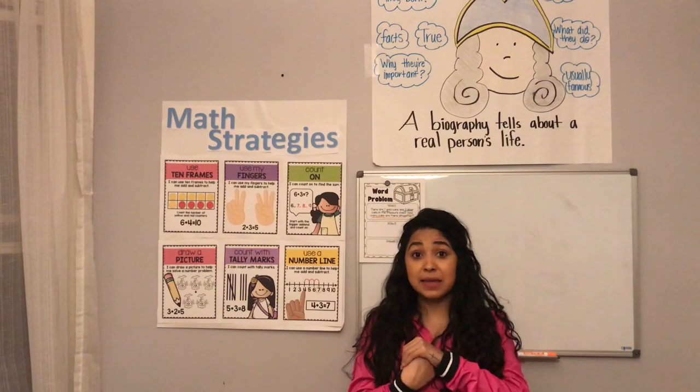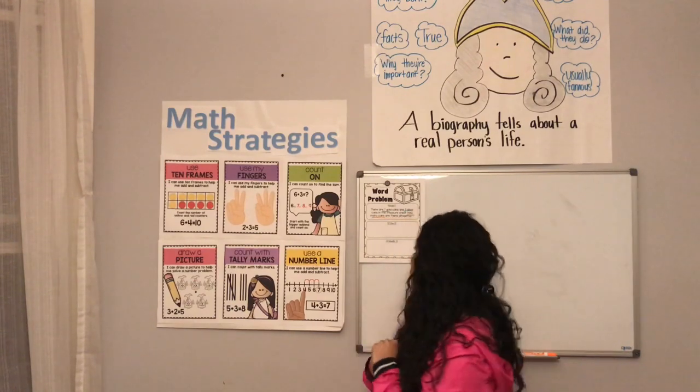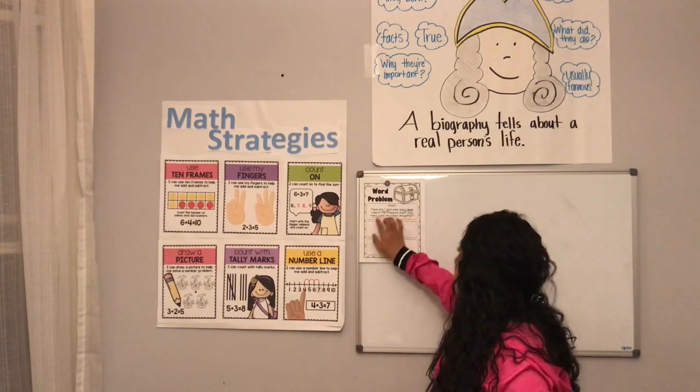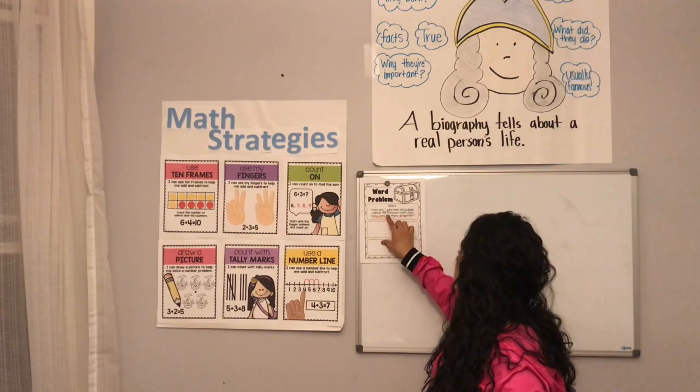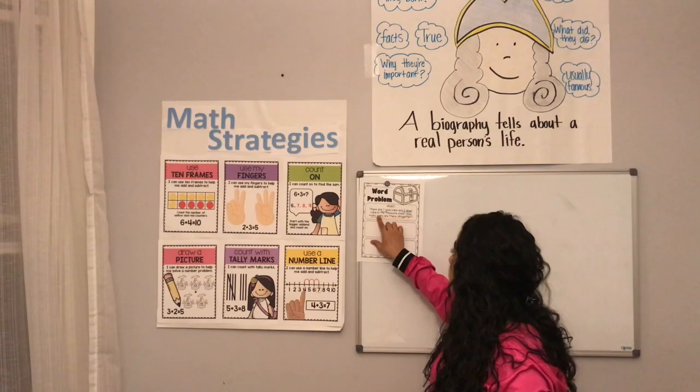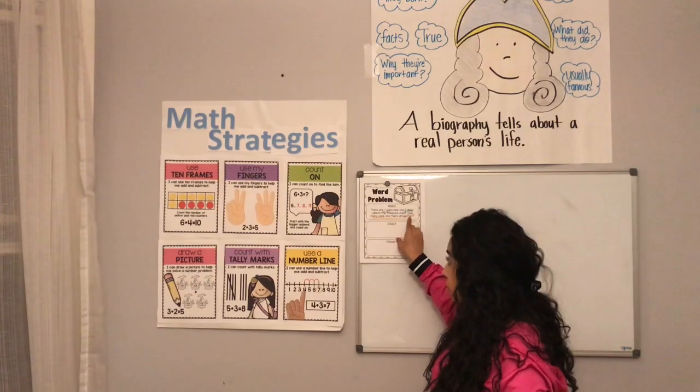So I'm not adding any more to it. So this problem, as we talked about, said there are 7 gold coins and 3 silver coins in the treasure chest. How many coins are there all together?